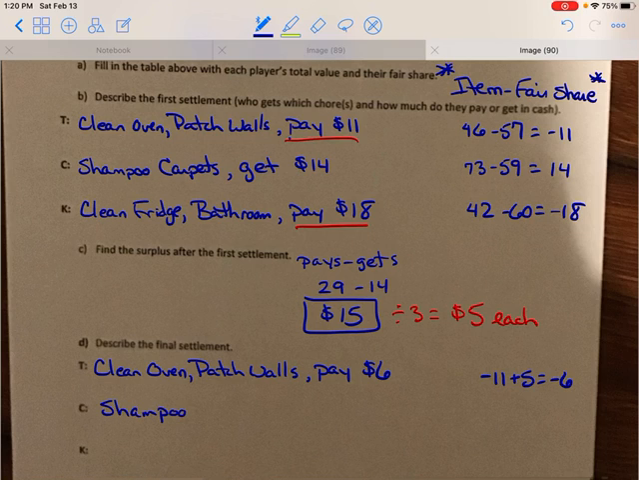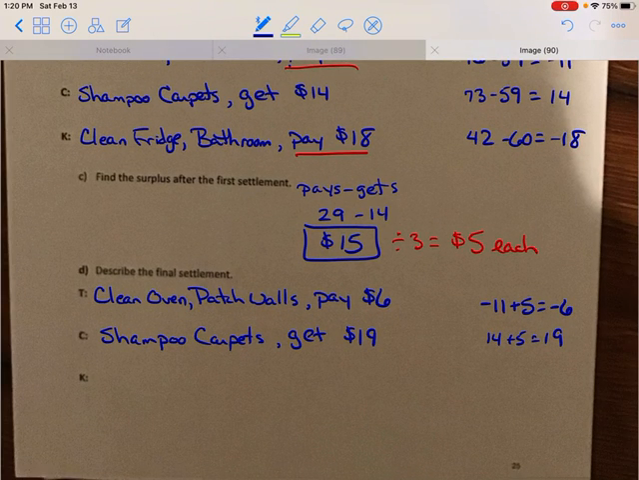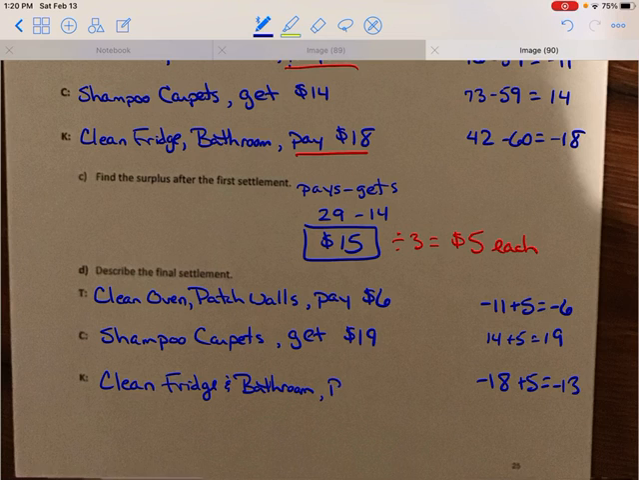Kara is going to shampoo the carpets. She was already getting 14. She's going to get an additional $5. So she is going to get $19. And then finally, we've got Katie, who I think is getting the bad end of this deal. She has to clean the fridge and bathroom. She was paying 18, so minus 18 plus 5. She's going to end up paying 13.